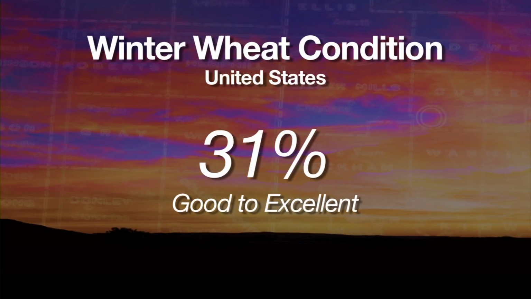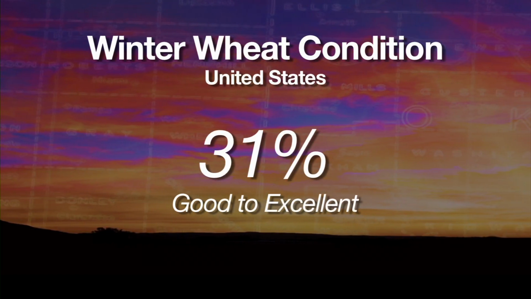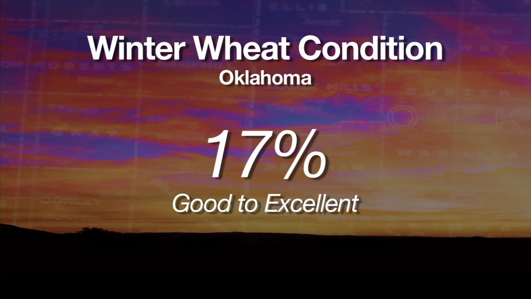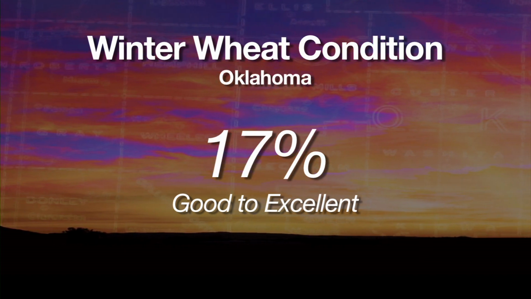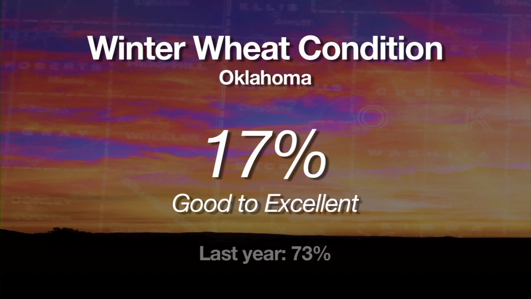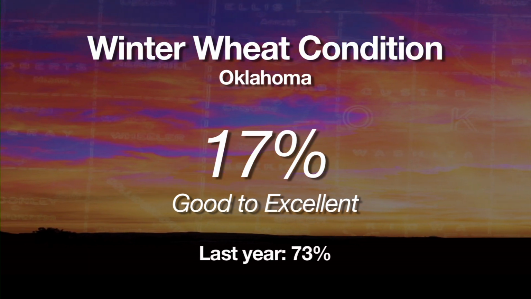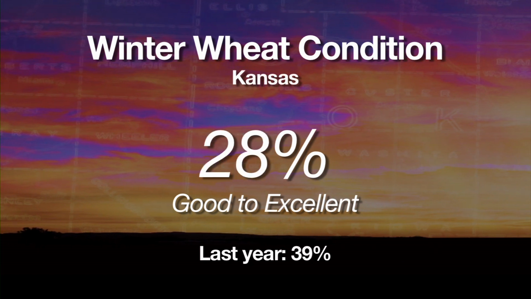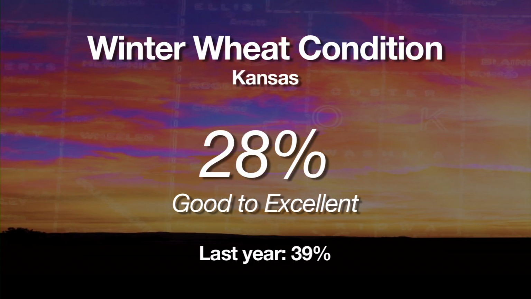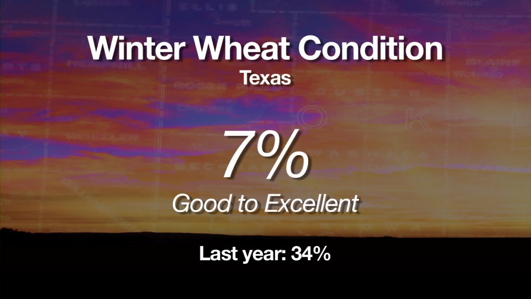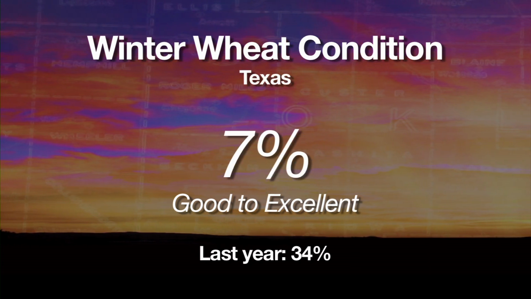In terms of quality, looking at the region as a whole, not nearly as good as it was this time last year? Well, the crop conditions are significantly below last year's level. If you look at the total U.S. winter wheat crop, it was 31% good to excellent. Oklahoma well below average for the U.S. at 17% good to excellent. That's compared to 73% last year good to excellent. Kansas a little better at 28% good to excellent versus last year at 39%. And Texas is really in the barrel this year at 7% good to excellent versus 34% last year.